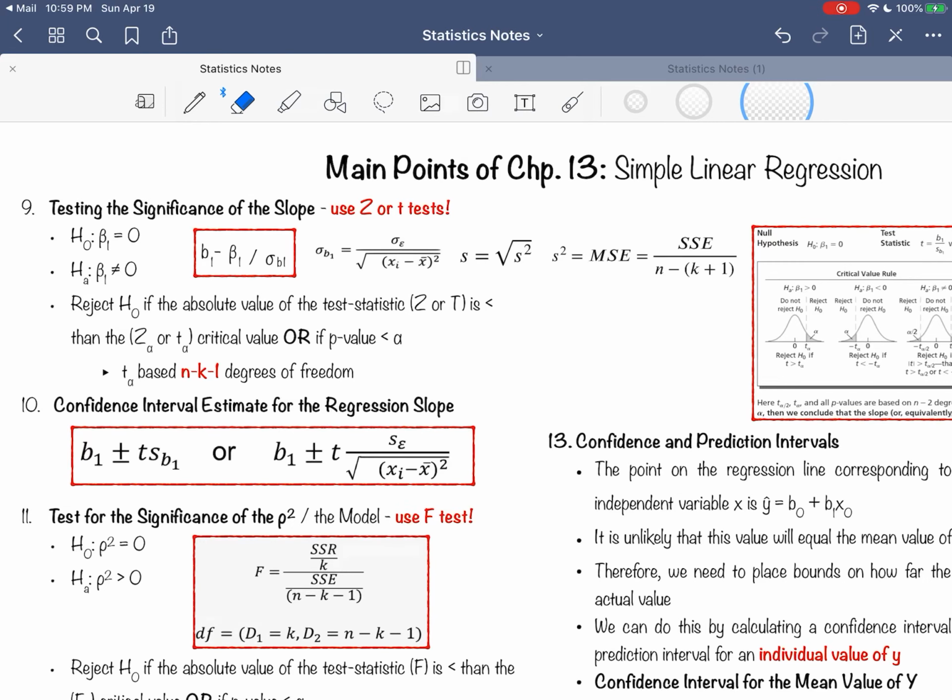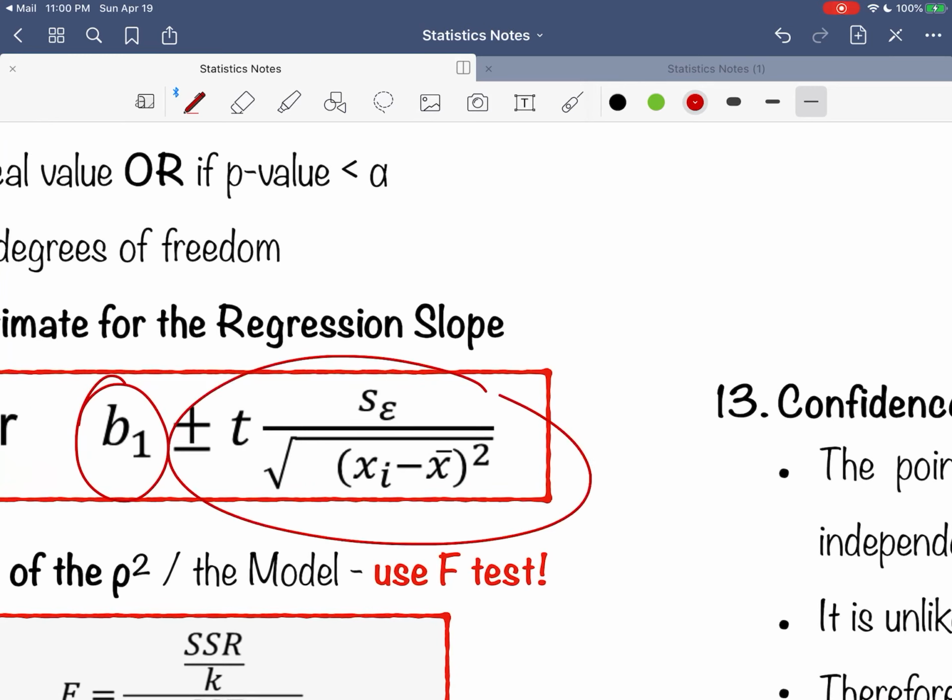One extension of the testing for the significance of the slope is that you are then able to calculate the confidence interval for the regression slope. So between what upper and lower limit does the real big beta or beta 1 occur, and at what level of significance? Essentially, just like always, you start off with your point estimate and you add and subtract to it a margin of error.